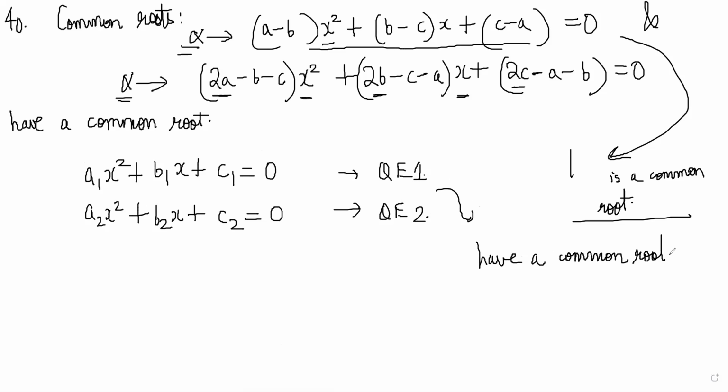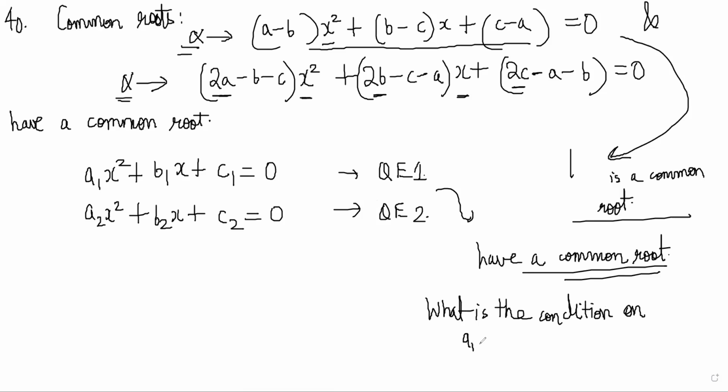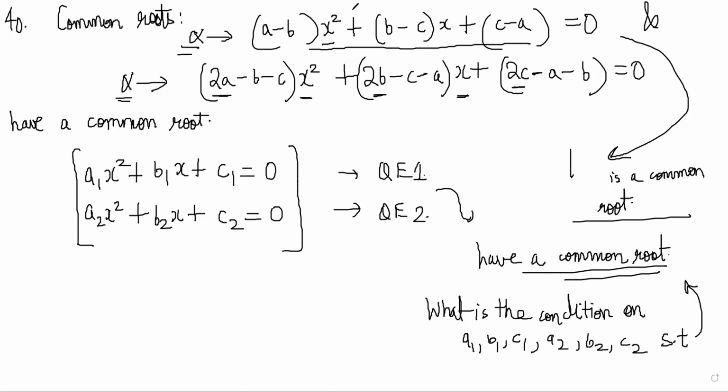Now the question could have asked you, what is the condition on a1, b1, c1, a2, b2, c2 such that they have a common root? Like there should be some relations between the equations, right? Then only they will have a common root. So what is the connection? What is the condition on the coefficients? If the coefficients are the same, then both the roots are common, right?